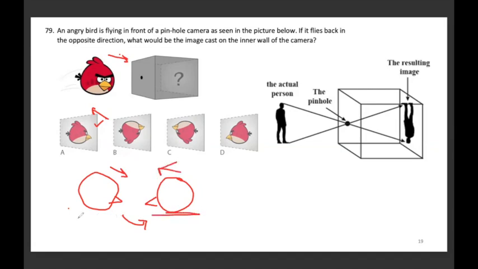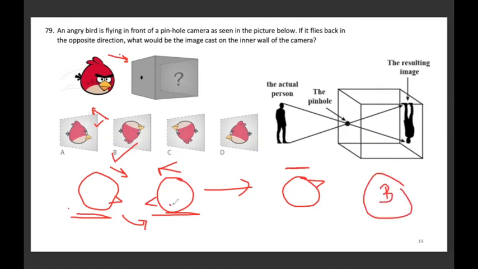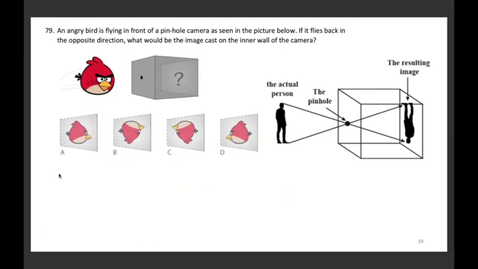Its base is here, and its base is here. Through the pinhole diagram, because we are rotating it 180 degrees, the base will come here and the beak will come here. So option B is the one which will be correct, which is the 180 degree rotation of this part. Okay, we'll move to the next one.